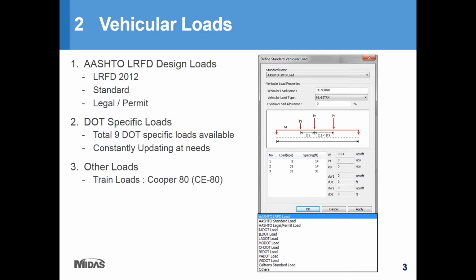As you already know, we have a very large database of predefined vehicle loads. For AASHTO LRFD codes, we have LRFD 12, standard, and legal and permit loads. LRFD 2014 is currently being updated right now. It should be updated by early next year or June.